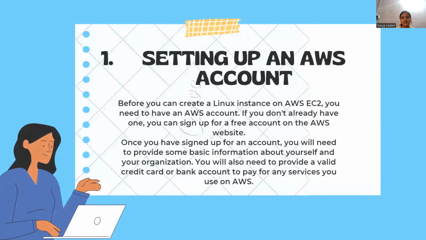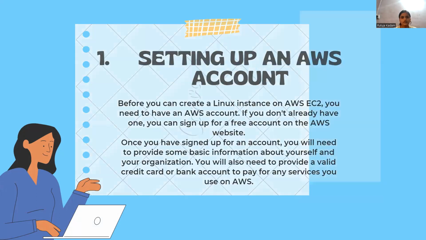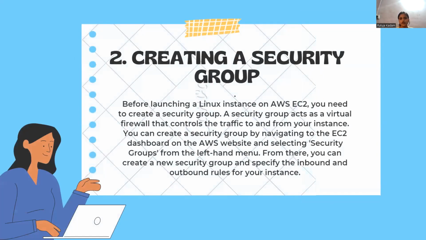So the first step is setting up an AWS account. Before you can create a Linux instance on AWS EC2, you need to have an AWS account. If you don't have one already, you can sign up for free on the AWS website. Once you have signed up for an account, you will need to provide some basic information about yourself and your organization. You will also need to provide a valid credit card and bank account to pay for the services you use on AWS.